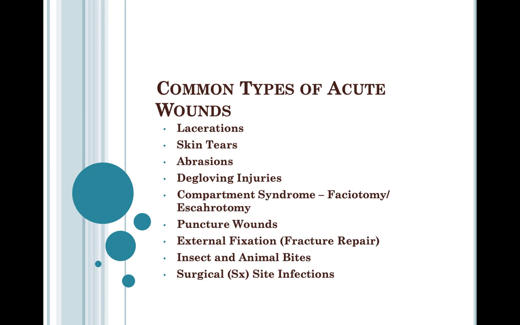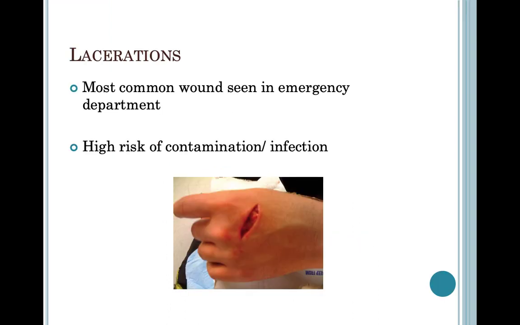We talk mostly about chronic wounds because when somebody has a delay in healing, that's when they're most likely to need rehabilitation services like PT and OT. But depending again on setting, we might also see patients with acute wounds like lacerations, skin tears, abrasions, etc. So let's talk about some of those common types of acute wounds. Lacerations are actually the most common type of wound that are seen in the emergency department, and it will depend on what caused the laceration.